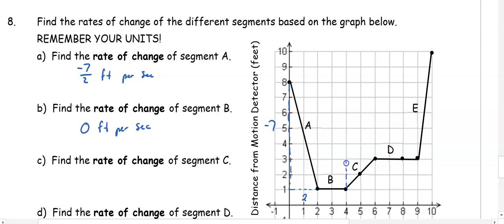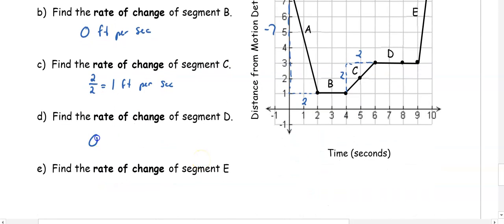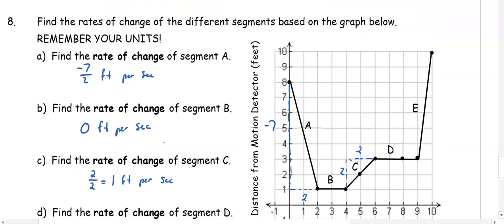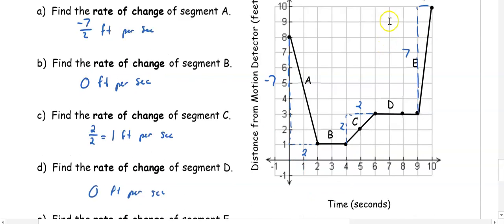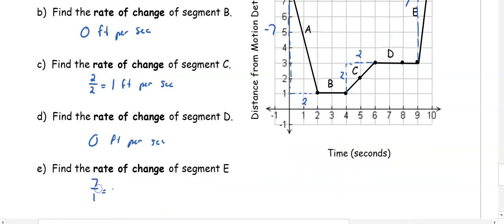In C, we went up 2 and over 2. So our rate is 2 divided by 2, which is 1 foot per second. D is also flat, so that's going to be 0 feet per second. And our last section, E, we went up and over. So we went from 3 to 10, we went up 7 and over 1. So we have 7 divided by 1, which is 7 feet per second.